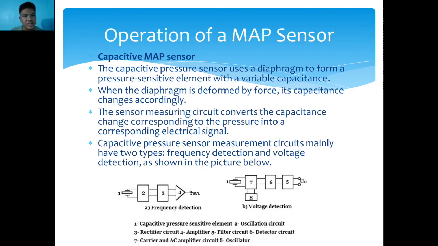Capacitive MAP sensor. This is the next one. The capacitive pressure sensor uses a diaphragm to form a pressure-sensitive element with a variable capacitance. When the diaphragm is deformed by force, its capacitance changes accordingly. The sensor measuring circuit converts the capacitance change corresponding to the pressure into a corresponding electrical signal. Capacitive pressure sensor measurement circuits mainly have two types: frequency detection and voltage detection, as shown in the pictures below.